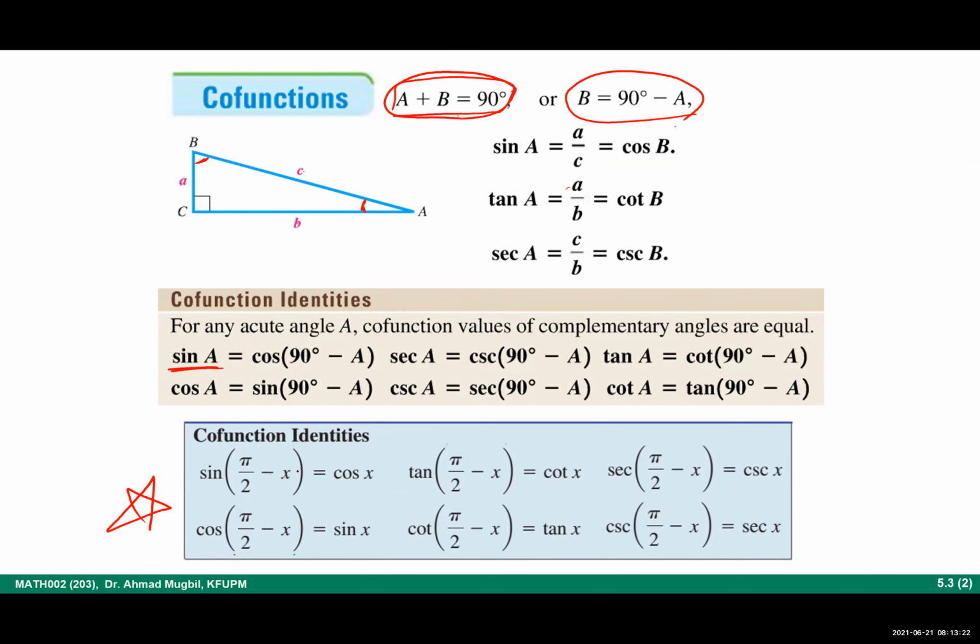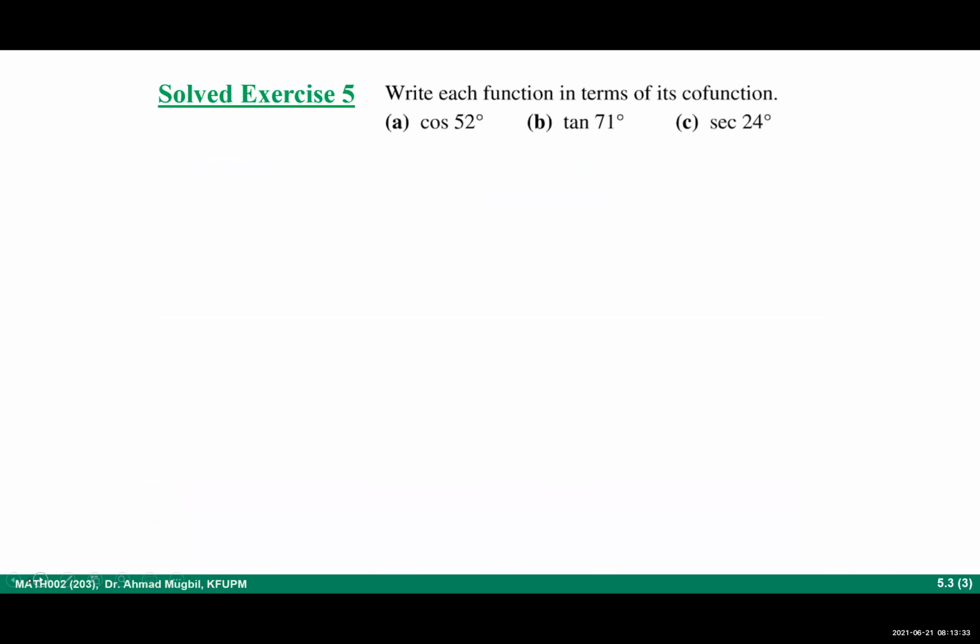Sine of pi over 2 minus x is cosine x, where x is any real number. Tangent of pi over 2 minus x equals cotangent x, and so on. Let me give you an easy example about how we can use this idea.